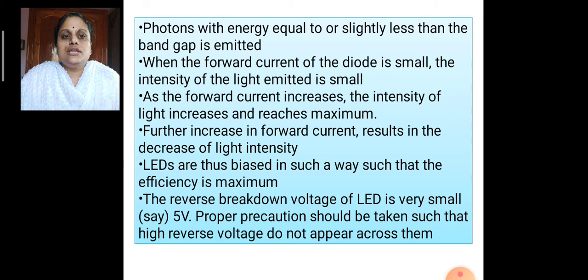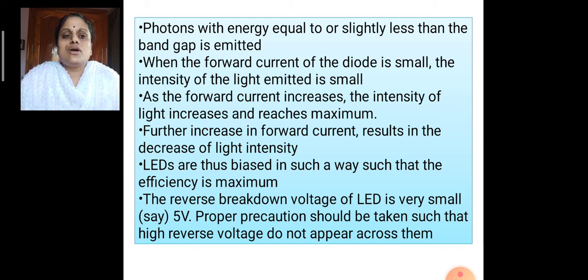Photons with energy equal to or slightly less than the band gap are usually emitted. When the forward current of the diode is small, the intensity of light emitted is small. As the forward current increases, the intensity of light increases and reaches a maximum. Further increase in forward current results in the decrease of light intensity. LEDs are thus biased in such a way that the efficiency is maximum.